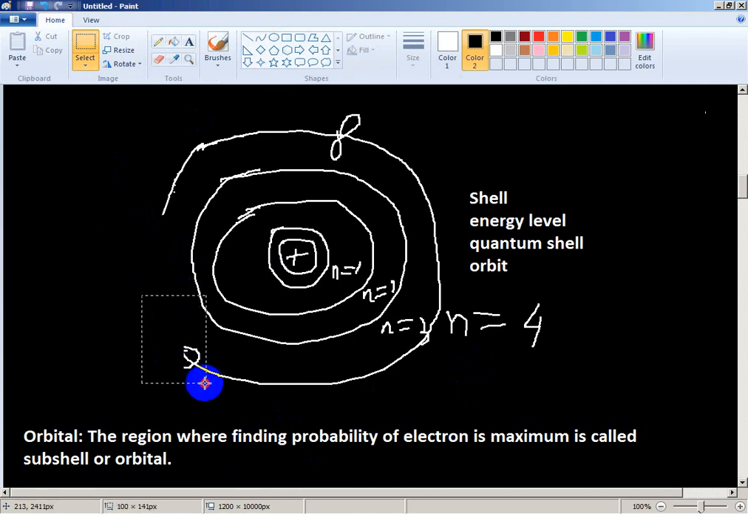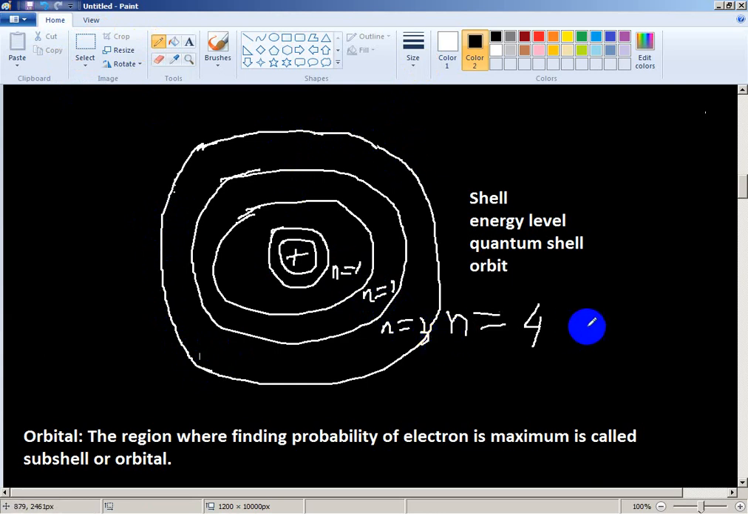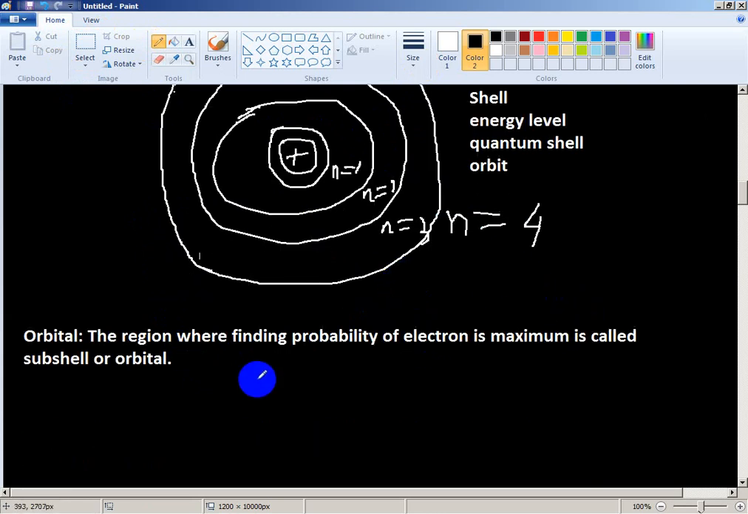Do you know some orbital names? These are also called n equal to 1 is K, n equal to 2 is L. The orbitals are s orbital, p orbital, d orbital and f orbital. Do you know the shape of the s orbital?